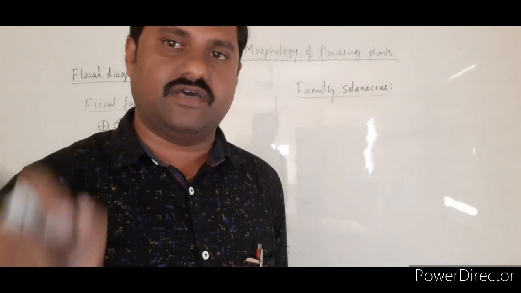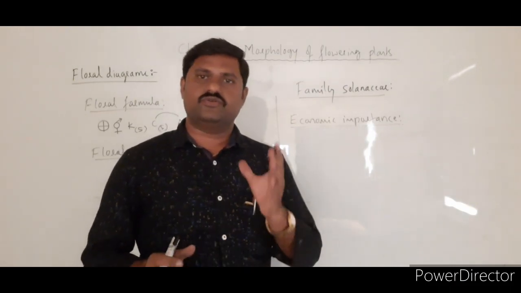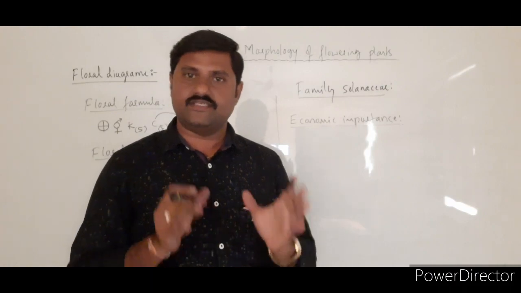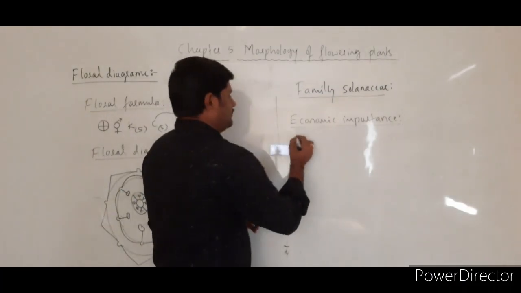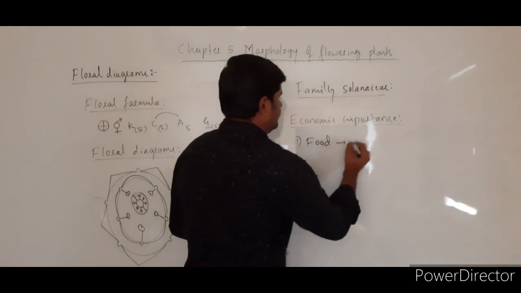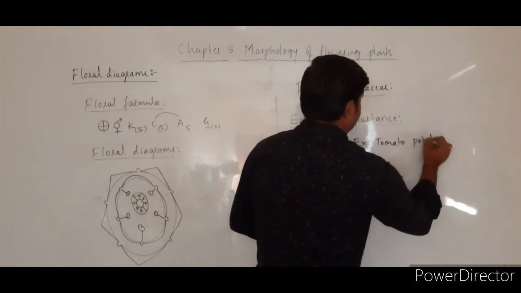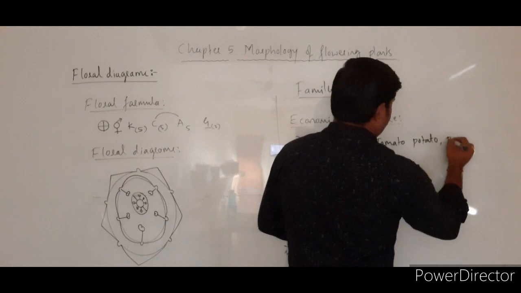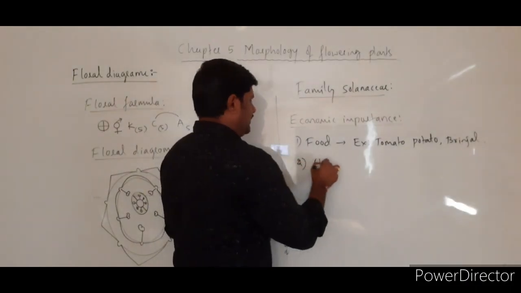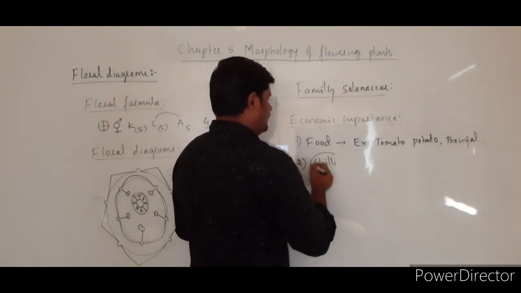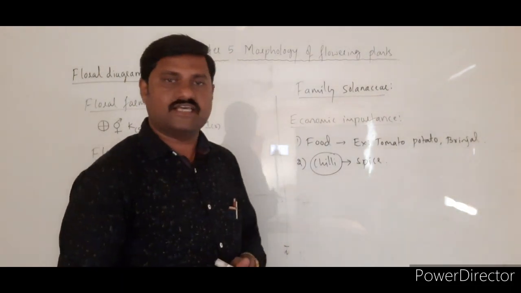Now the economic importance of this family. Many of the plants belonging to this family are tomato, potato as well as brinjal. These are mainly used as vegetables, that is nothing but food. So some of the plants are used as food. Examples are tomato, potato as well as brinjal. And some of the plants like chili. So chili is used as what? A spice. Some plants like chili are used as spice.